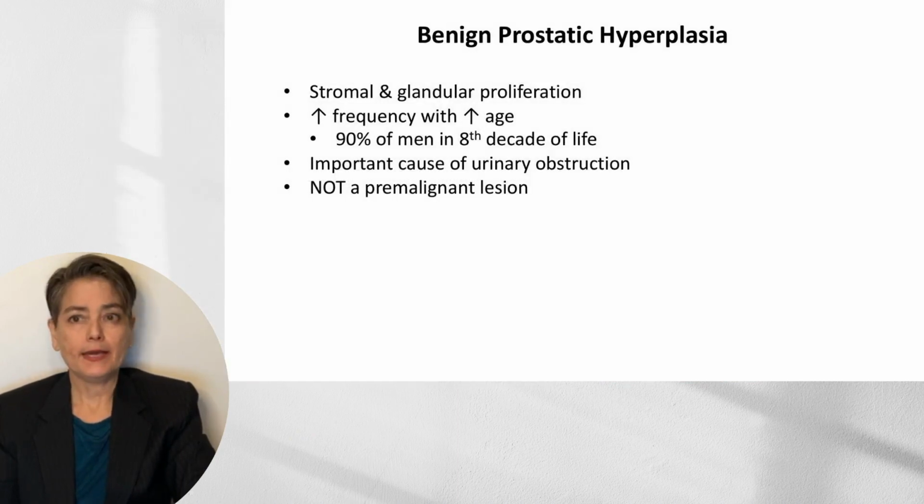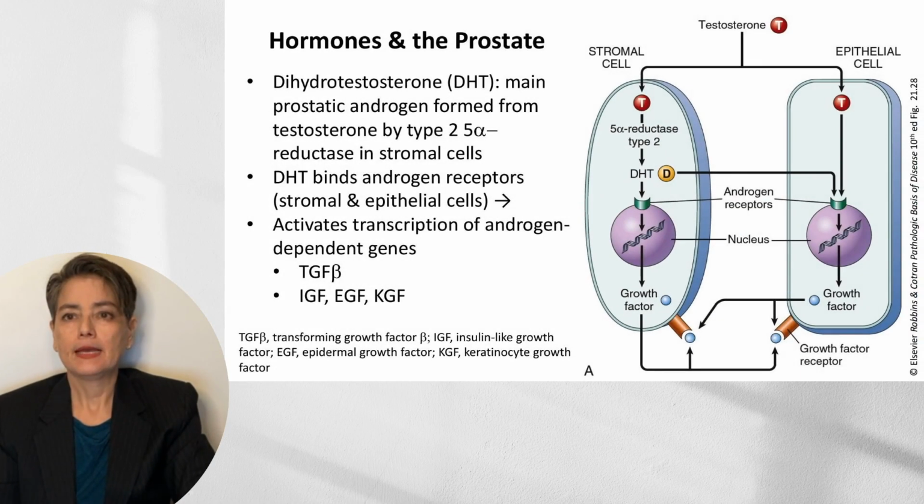In BPH, we see proliferation of both glands and stroma. There's increasing frequency with increasing age, and in fact, about 90% of men in the 8th decade of life have some degree of benign prostatic hyperplasia. Therefore, it is an important cause of urinary obstruction. Please do remember, however, that BPH is not a premalignant lesion, and patients with this disease do not have an increased risk of malignancy.